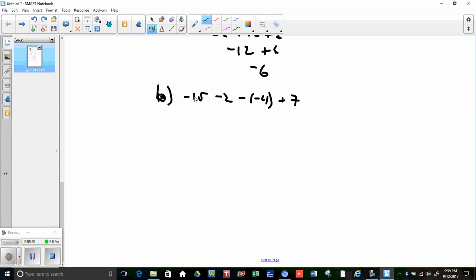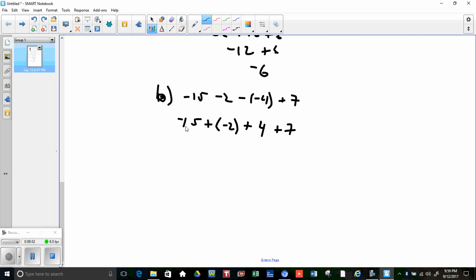Again, if there's a negative out in front for the first number, it doesn't change. It's just where you're starting from. So it's negative 15. Change that to a plus. The opposite of 2 is negative 2. Add the opposite of negative 4, which is positive 4, and then bring down the plus 7. Now we have all additions.